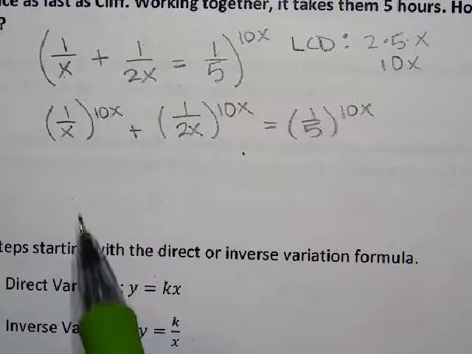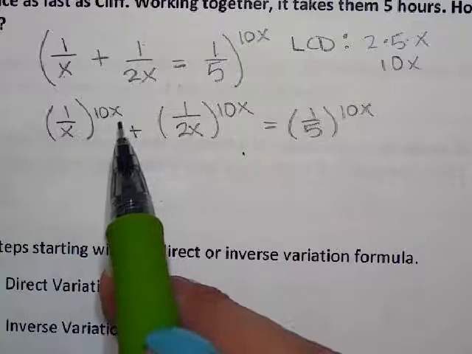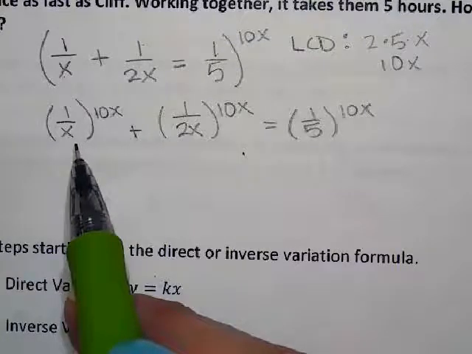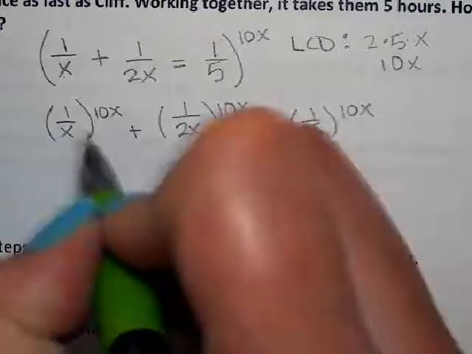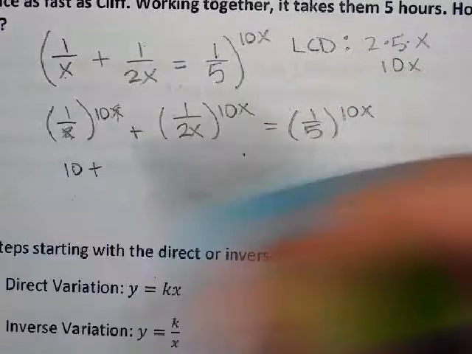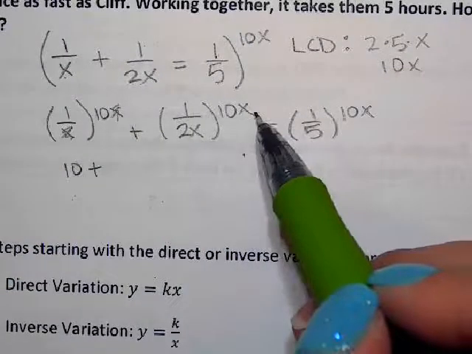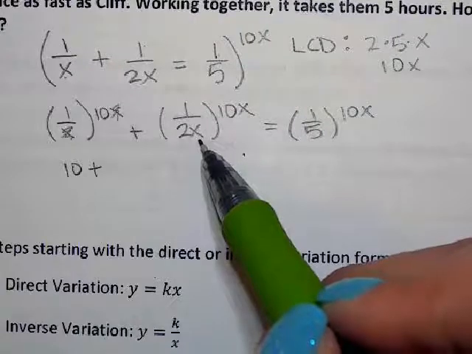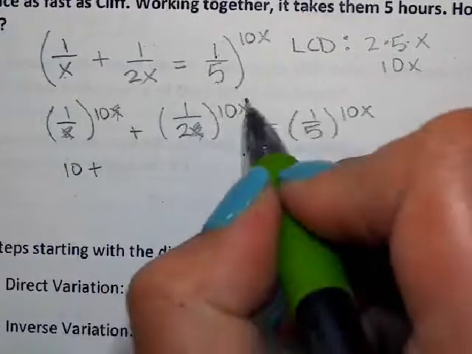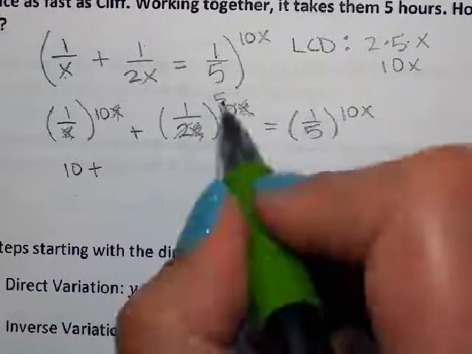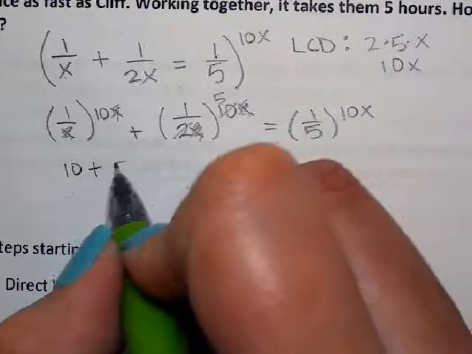So if we're multiplying by 10x and dividing by x, what do we get? 10, okay. 10 times 1 is 10. Multiplying by 10x, dividing by 2x, 5, okay, the x's cancel. 10 divided by 2 is 5. 5 times 1 is 5.